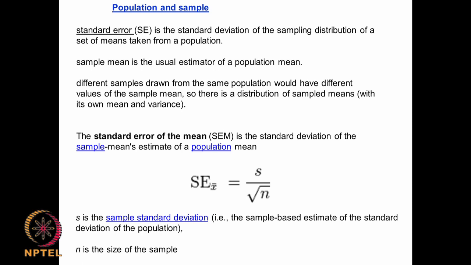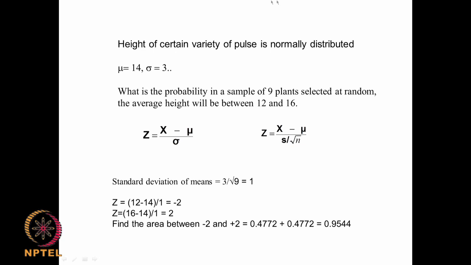This is very important, the standard error of the mean, because we use this in calculating the confidence interval on whatever data we collect. We will see that as we go along. Now, let us look at a problem. The height of a certain variety of pulses is normally distributed, with mu given as 14 and sigma as 3. What is the probability that in a sample of 9 plants, taken at random, the heights will lie between 12 and 16?